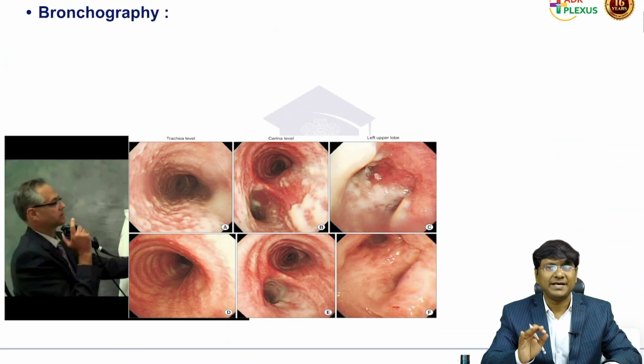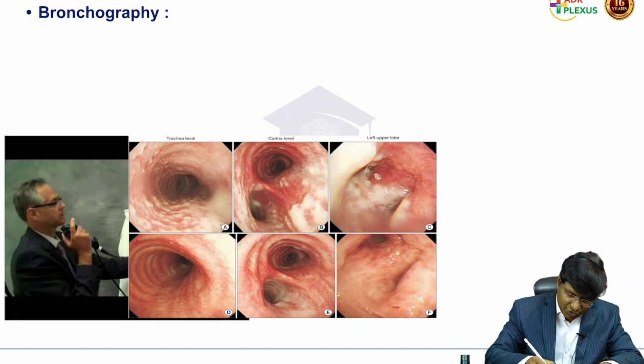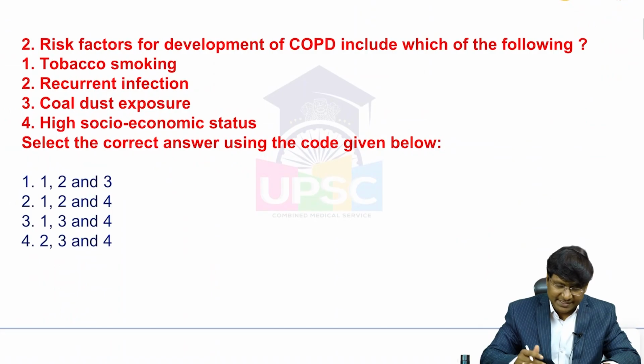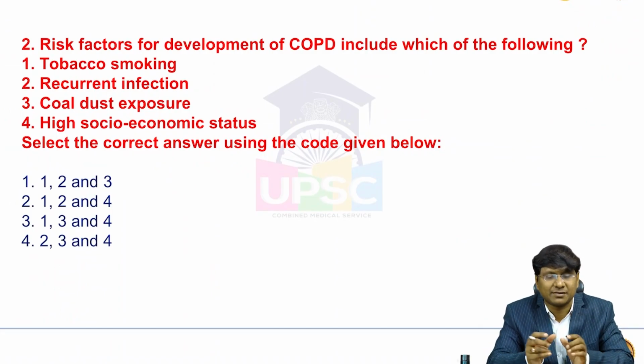Then bronchoscopy is the one which will help us in visualizing the bronchus, and it will also help us in treating the patient with the bronchiectasis. So this completes the discussion of the first question with the brief discussion related to bronchiectasis.